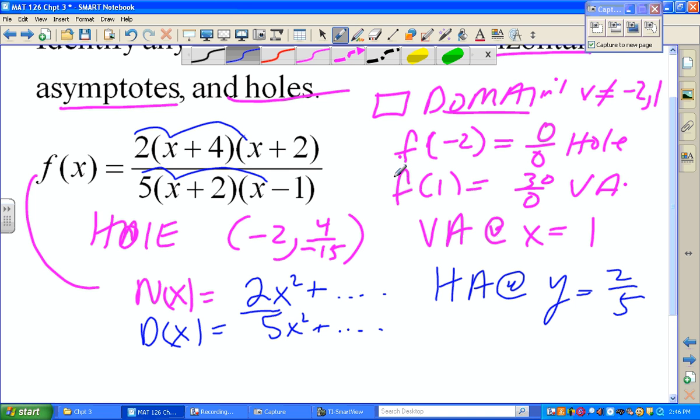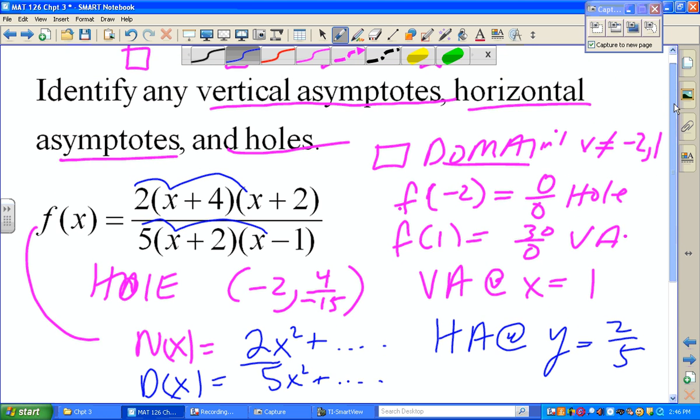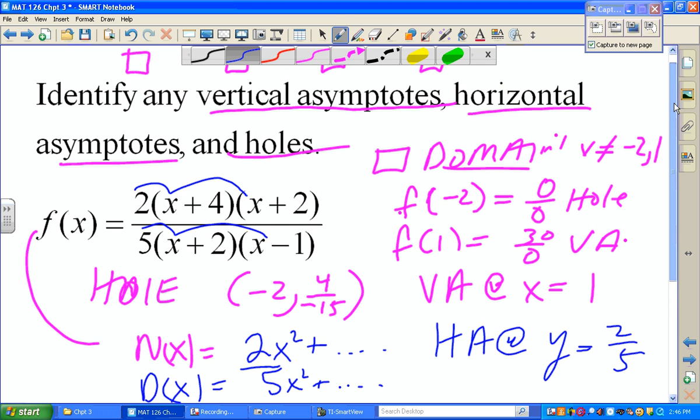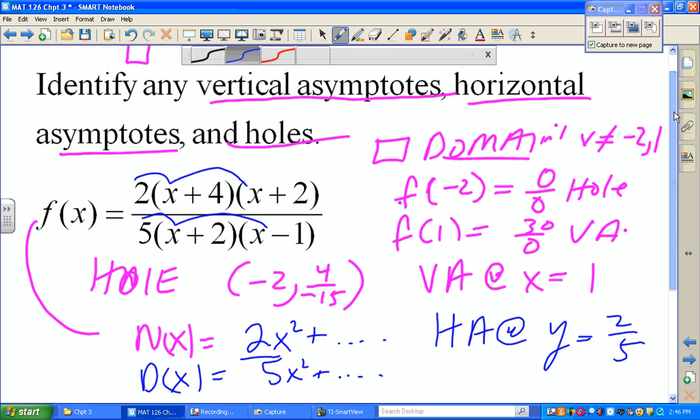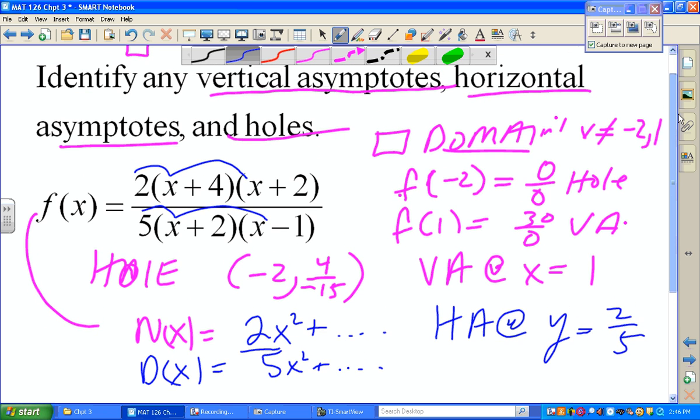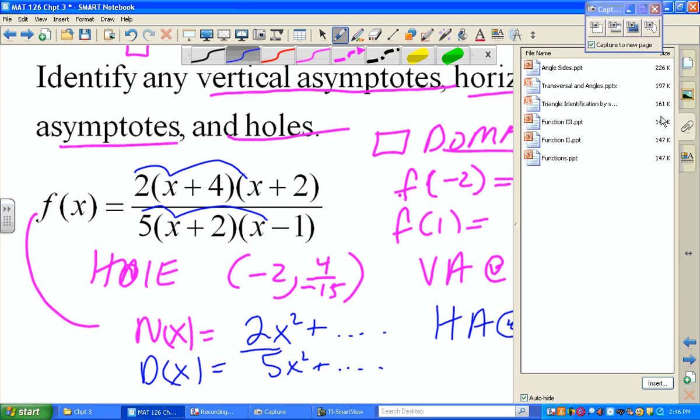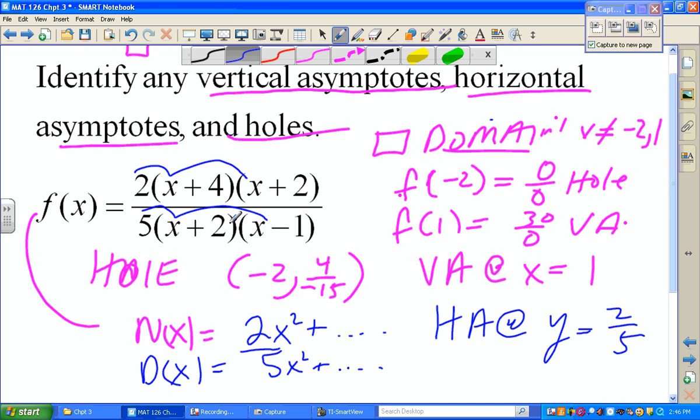How'd that one go? So holes, we get 0 over 0. Vertical asymptote is between 0 and the bottom, and then a different number on the top. And horizontal asymptote is 0 on the top. No. Horizontal is just by the degree.